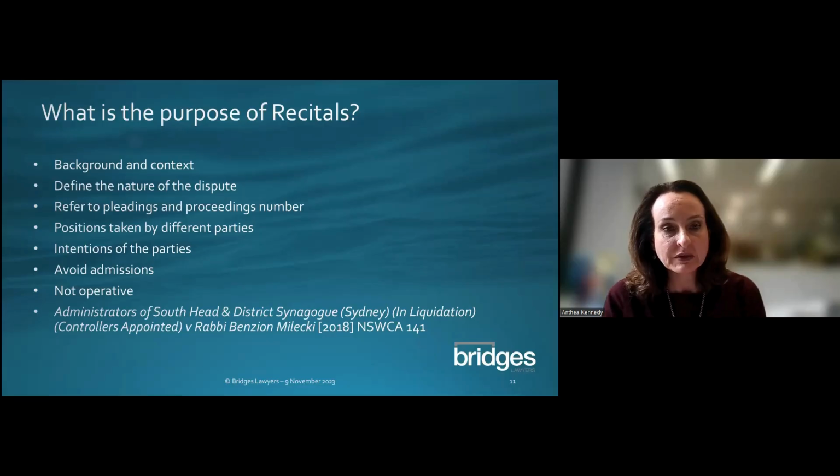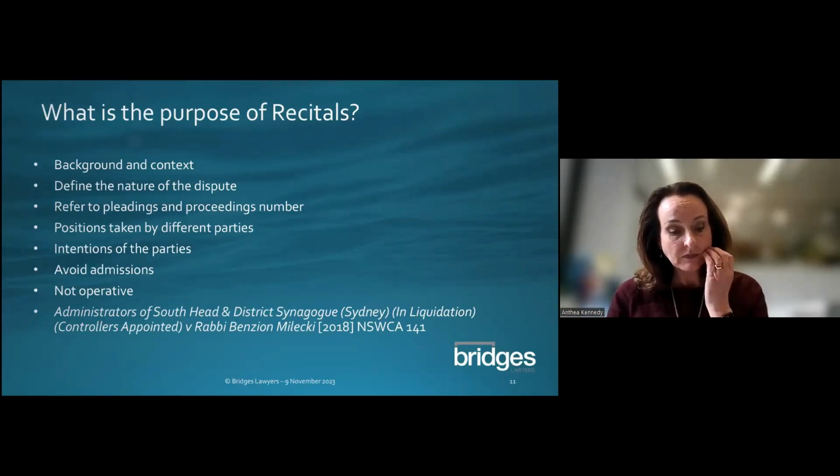In the case of the administrators of South Head and District Synagogue, there was a dispute about the effectiveness of the recitals, whether they contained an obligation or whether they were just setting out background. The case determined that part of the recitals of the contract weren't intended to give rise to obligations.